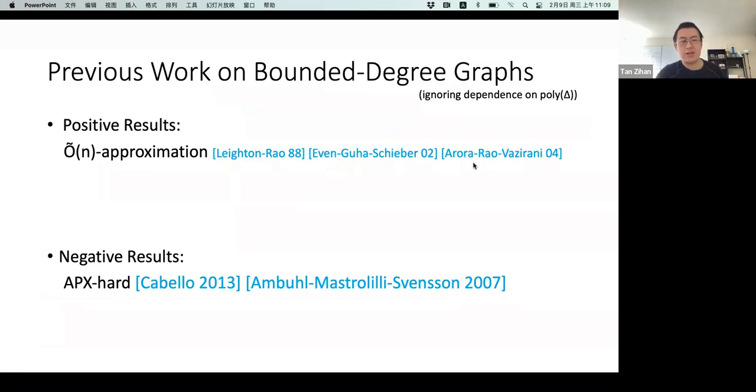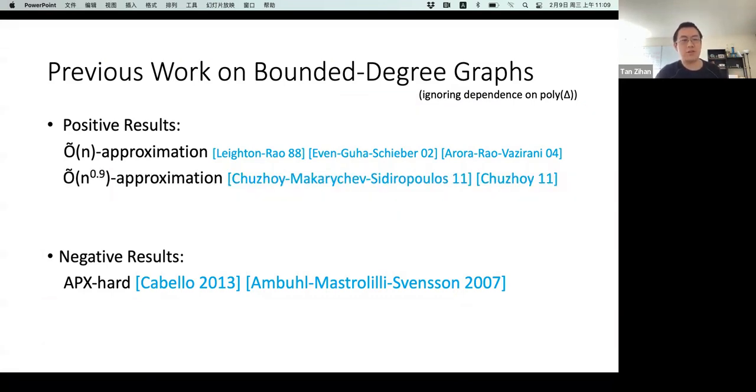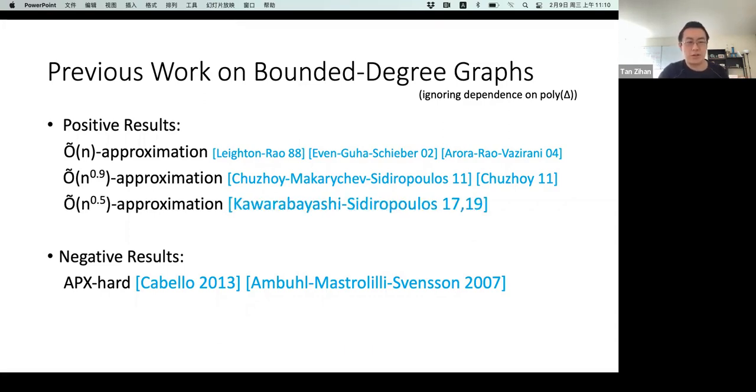Recently it was improved to n to the 0.9 by a sequence of two papers, first by Chuzhoy, Makarychev, and Sidiropoulos, the second one by Chuzhoy. Later on, it was further improved to a square root of n approximation by two other papers by Kawarabayashi and Sidiropoulos. So currently square root of n is the best upper bound and APX-hard is the best lower bound. And we have two results on this in the past 3 years.